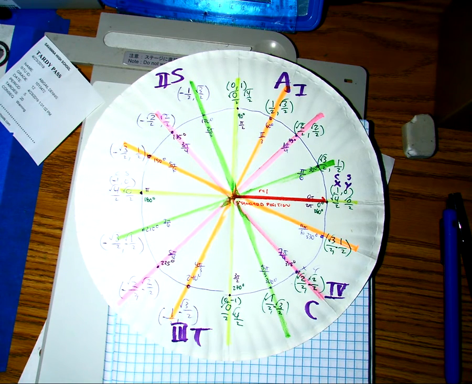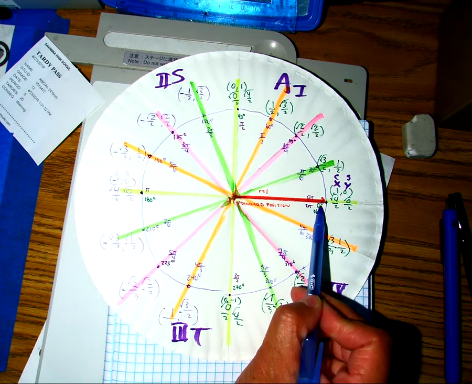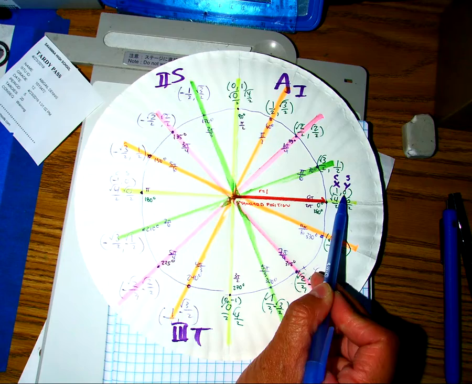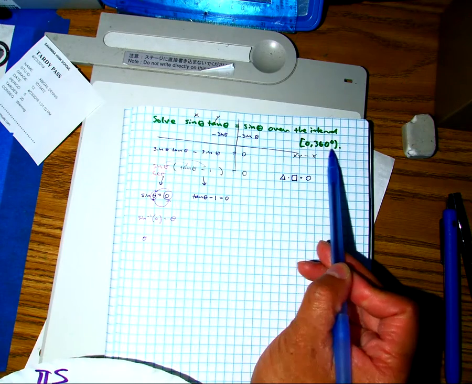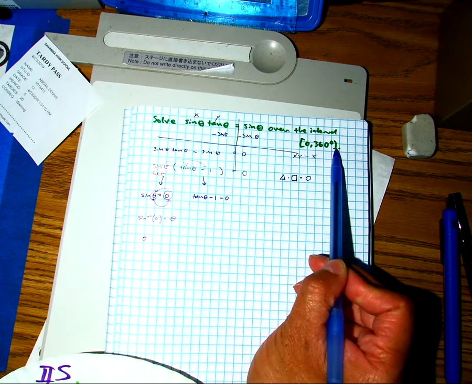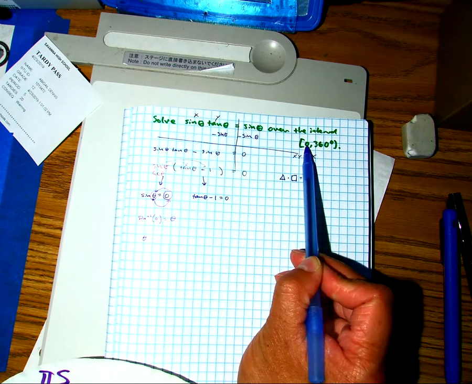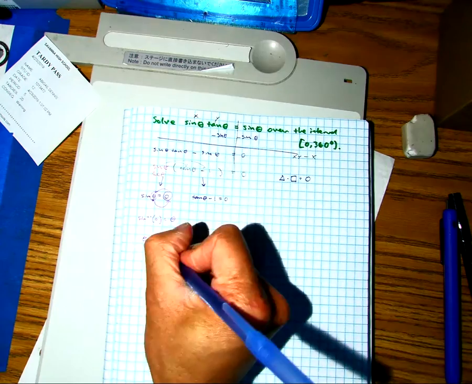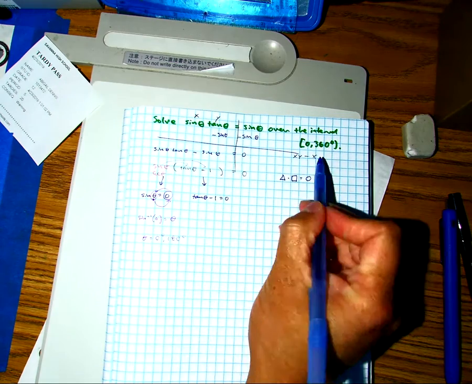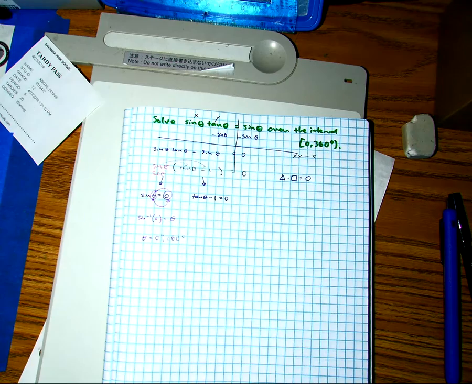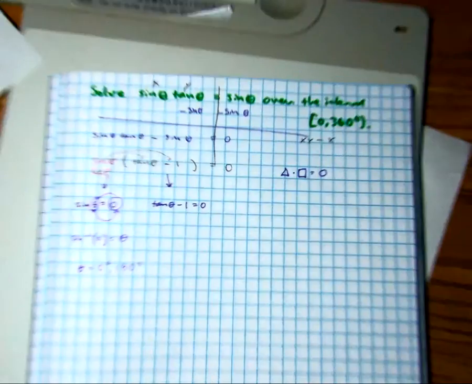What are my two locations? 0 and 180. Now look here. I'm not including 360. That's a parentheses, which means don't include. Exclude. This one means include. So my answers are going to be 0 degrees and 180. That also tells us that you're working in degrees or radians. Okay, let's finish the problem.